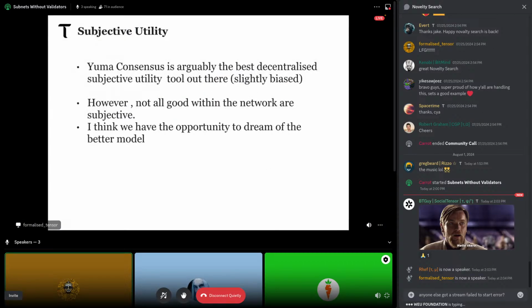Let's go back to 101 on human consensus and how it is the best decentralized subjective utility tool out there. It's the lesser of all evils at measuring subjective utility. Everything out there is absolutely terrible. It has its flaws, but fundamentally, I think it might be overkill for things that do not require subjectivity. So let's dream of a better model. Can we have another mechanism? Can something else thrive where it better assesses an objective good?